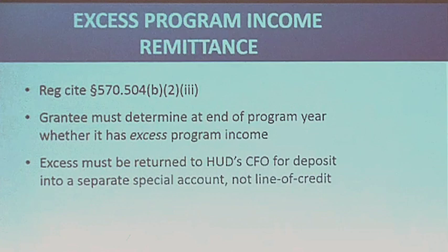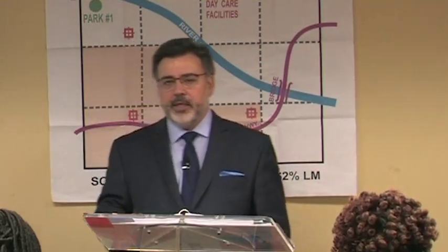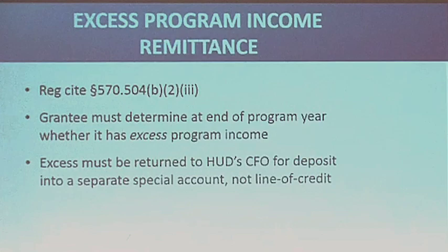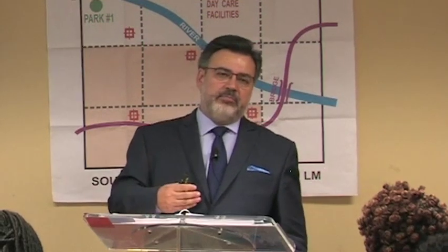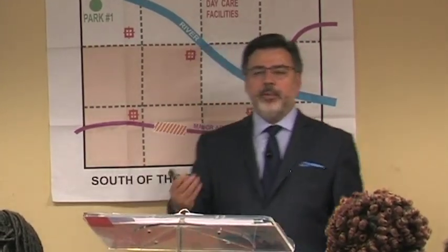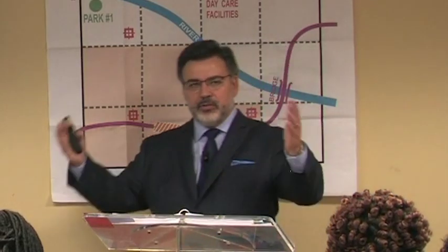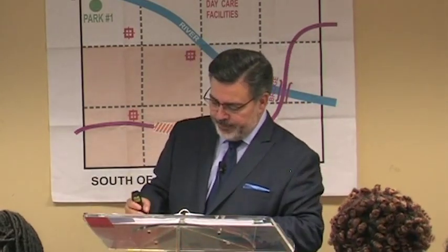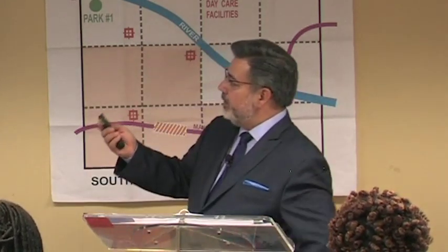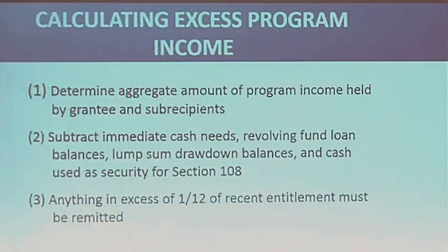So under 570.504, there's actually some language that says if you have excess program income in hand at the end of the program year, then you must return that to HUD after you've deducted certain costs or certain future expenses plus 1 month's worth of your typical draws, okay? So we'll look at the formula in the next slide. So actually it's 2 slides from now.